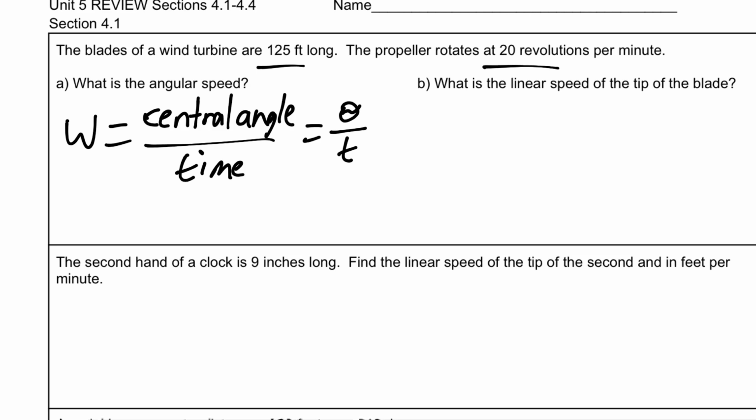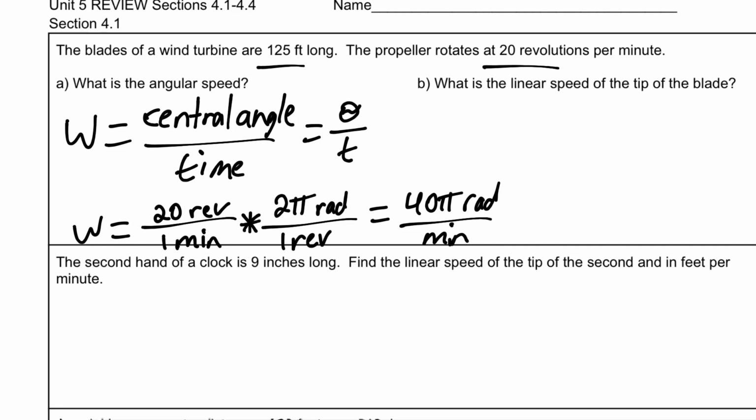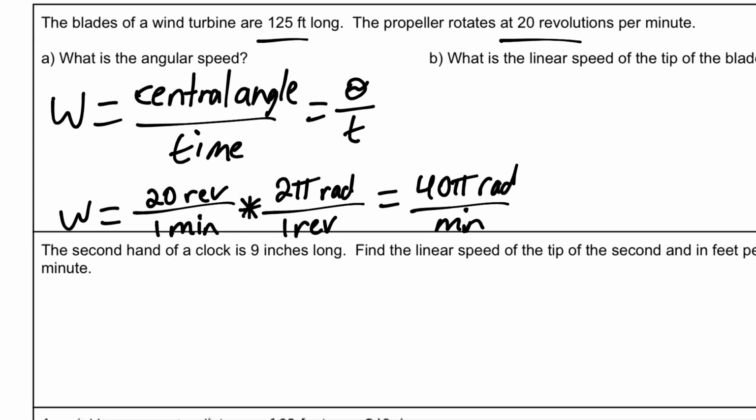For angular speed, we're going to use the formula ω is equal to the central angle divided by time, or theta over time. We can plug in the number of revolutions per minute, and then we can plug in how many radians are per one revolution. If we go all the way around the circle, that's the full 2π. So our answer is 40π radians per minute.